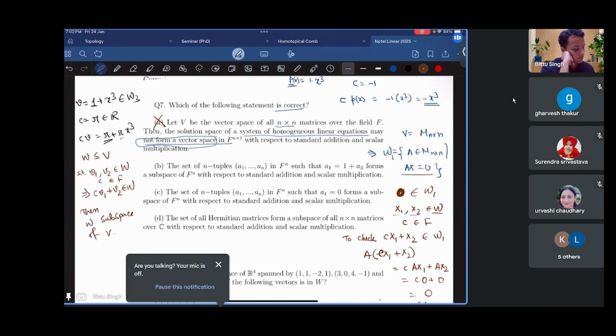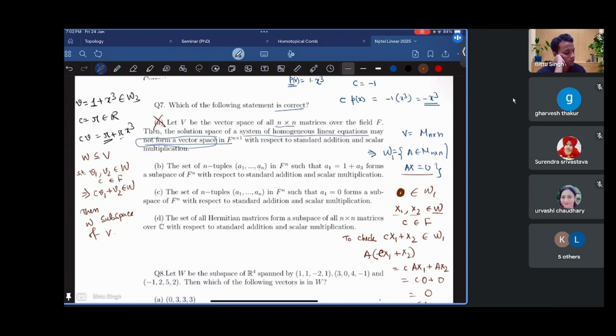Next, let us check the second option. Here you can see the subset is given by n-tuples such that a1 is 1 plus a3. So n-tuples should satisfy this condition. Will it form a subspace of F^n? F^n means n-tuples which come from the given field F. So will it form a subspace? Can anyone say if it is true or not?